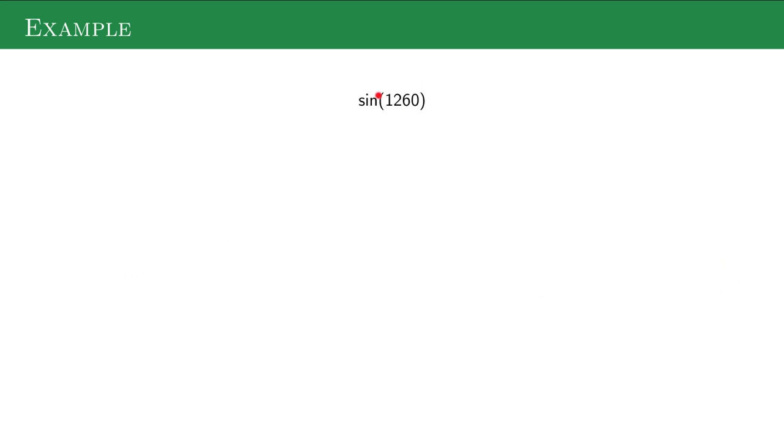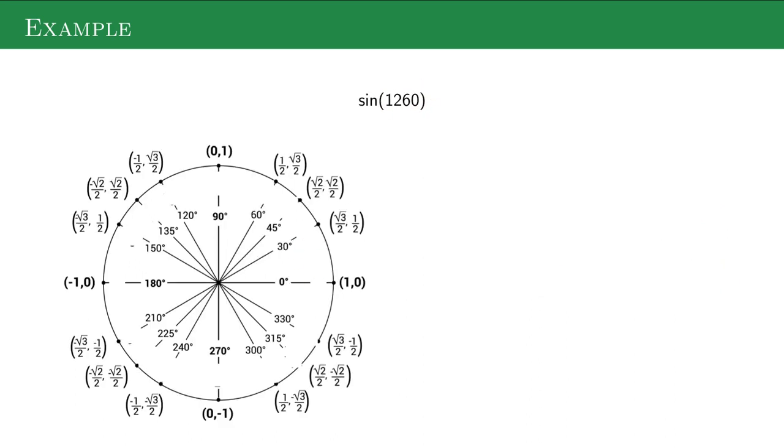Sine of 1260, I definitely already know that this is a really big number. It's bigger than 360, so I have to subtract 360 to try to find a smaller coterminal angle. I get 900. Still not on the unit circle. If I do it again, I get 540. That's still not on the unit circle, so do it again, and I get 180, and now 180 is smaller than 360, and I can find it on the unit circle right here. I'm doing sine, so I take the y value, and I get 0.